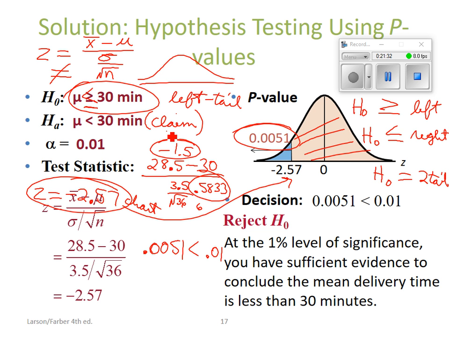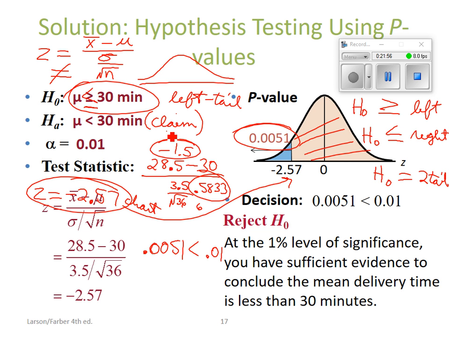We don't want Jesse to have to remember that equal to part. He's already complaining too much to remember. So we reject the null. What's that tell us when we reject the null? At a 1% level of significance, you have sufficient evidence to conclude the mean delivery time is less than 30 minutes.